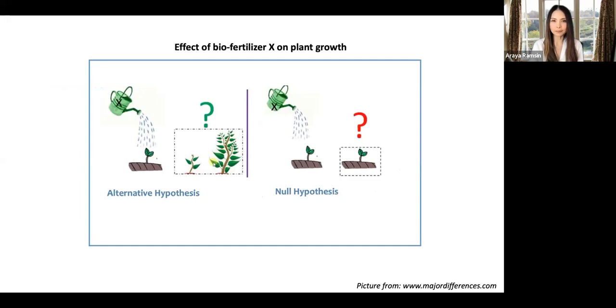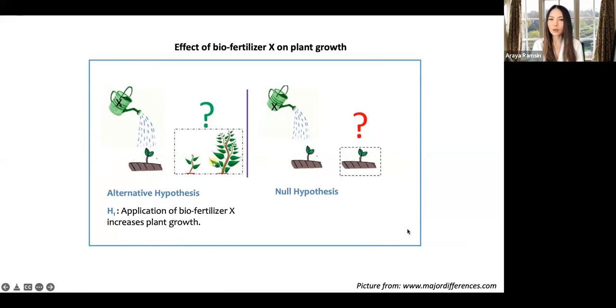Now look at an example here. Effect of biofertilizer X, this is the name of the fertilizer, on plant growth. This one on this side is the alternative hypothesis. You really want this to happen. So this is the null hypothesis. So what should I say for the alternative? What should the alternative hypothesis say? For H1, it is this: application of biofertilizer X increases plant growth. So this is the alternative hypothesis, and you want to prove this. You want this to be true.